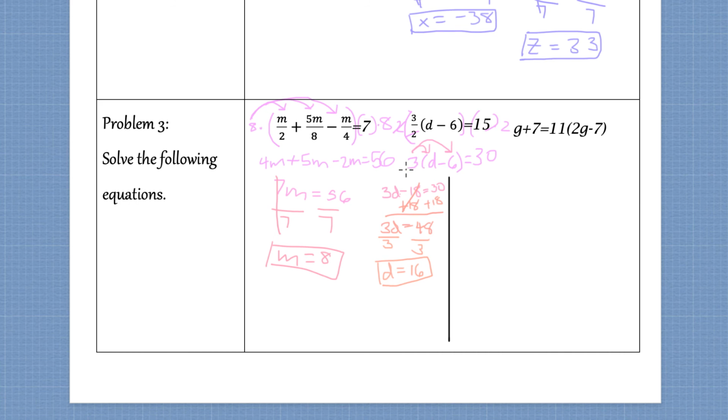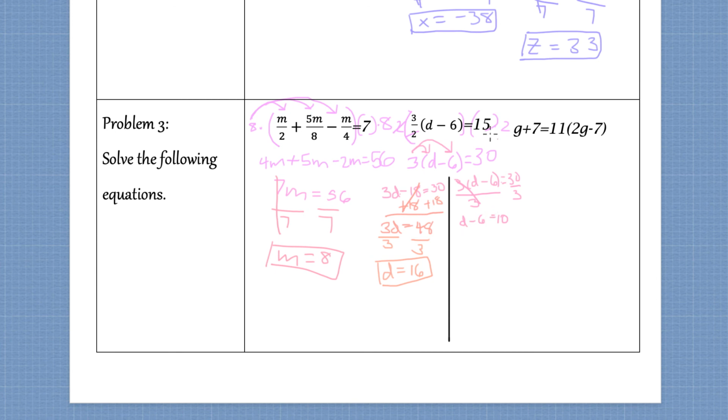I'm going to take the 3 times d minus 6, which is equal to 30, and I'm just going to divide this side by 3. And then since I divide this side by 3, I divide the other side by 3. And so these 3's cancel out, and it just leaves us with the d minus 6, which is equal to 30 divided by 3, which would be 10. Now this is simpler, and we don't have to divide.